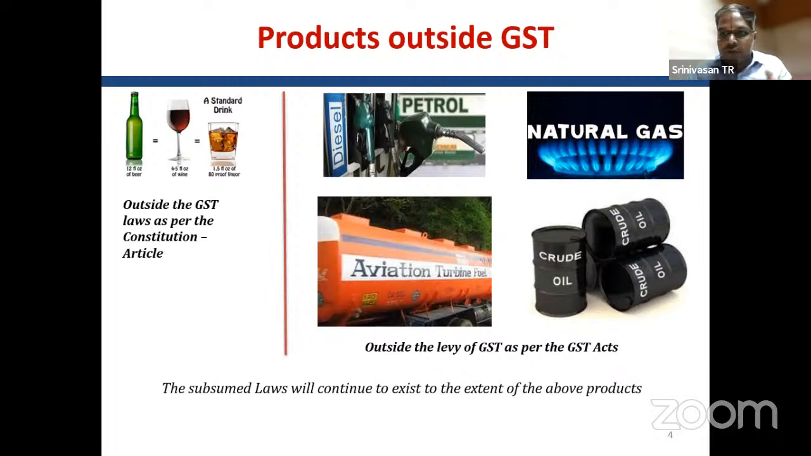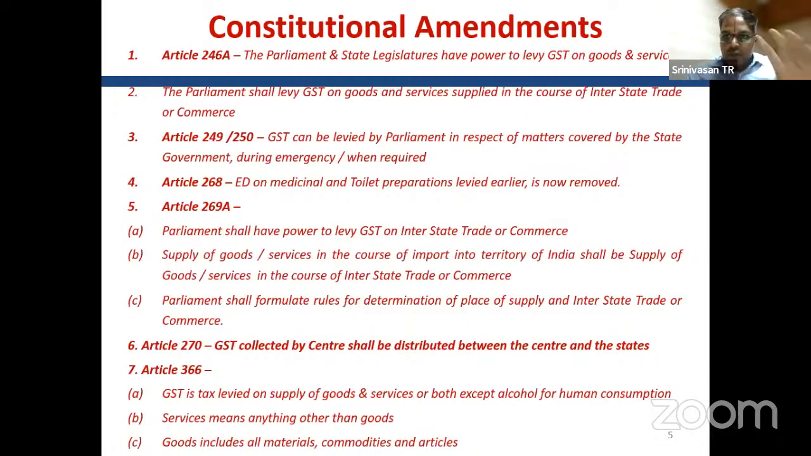Whereas alcoholic liquor for human consumption is a strict no. You can't even bring it within GST. It is even kept outside the scope of the constitution itself. So there are constitutional amendments made. Very interestingly, you will find a lot of these are the key articles where the constitution amendments have been made.